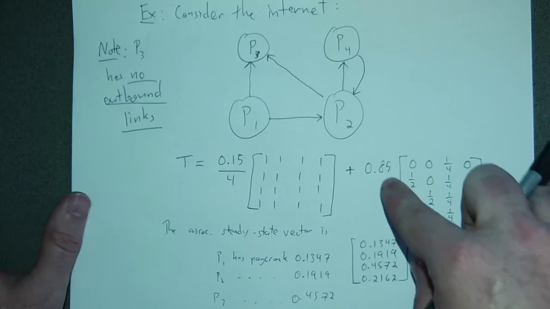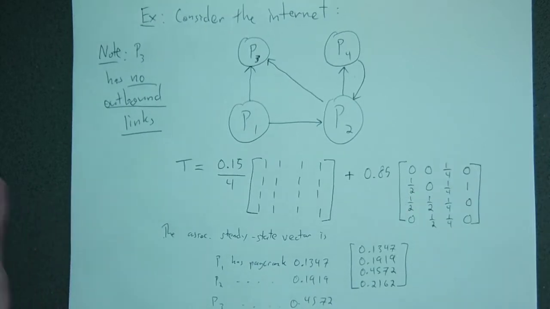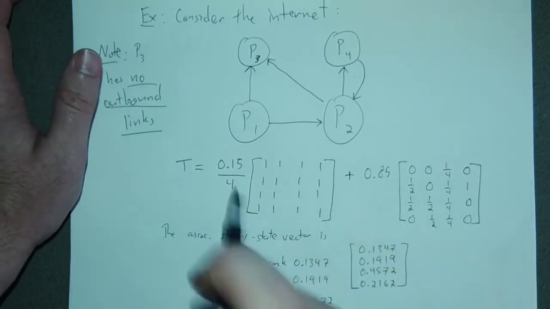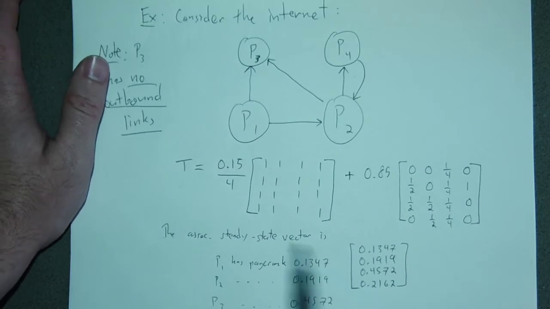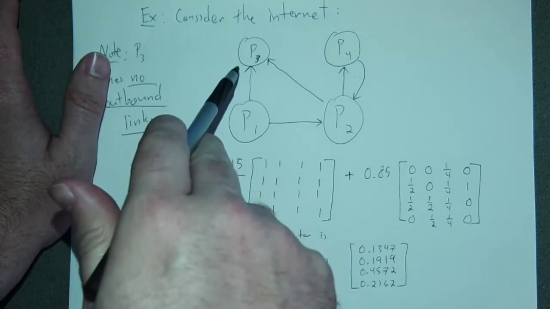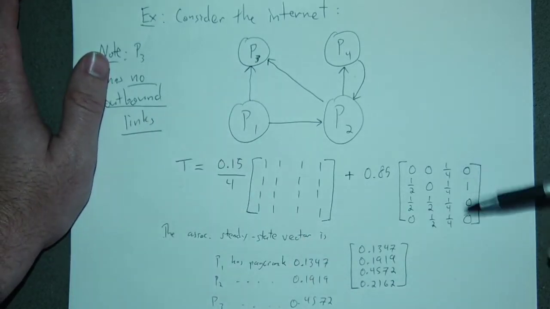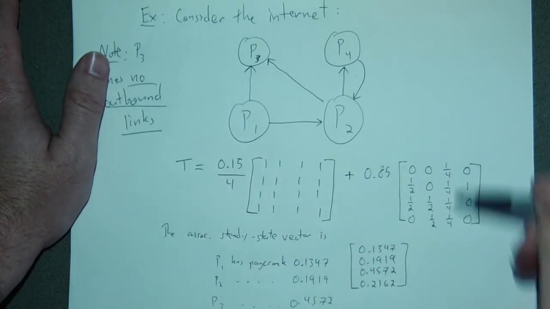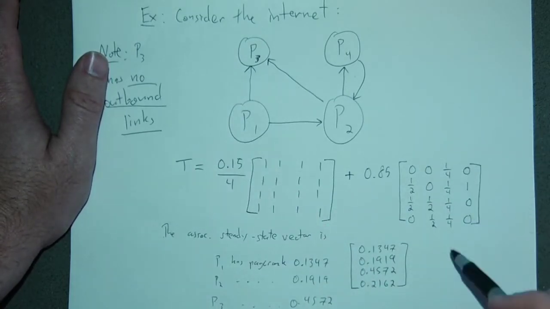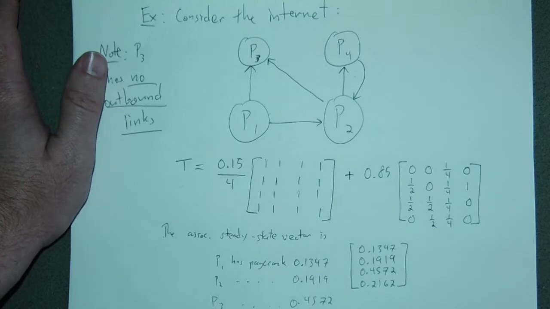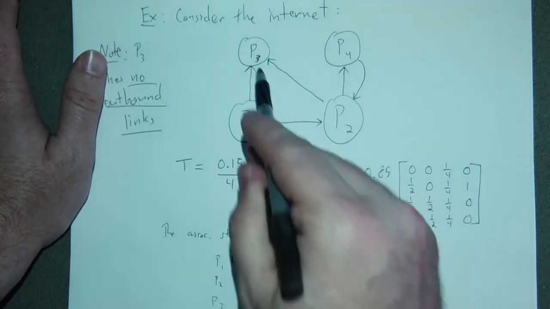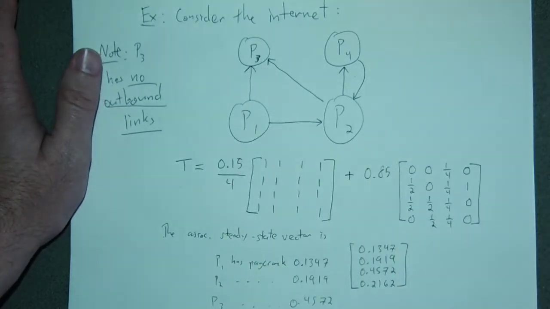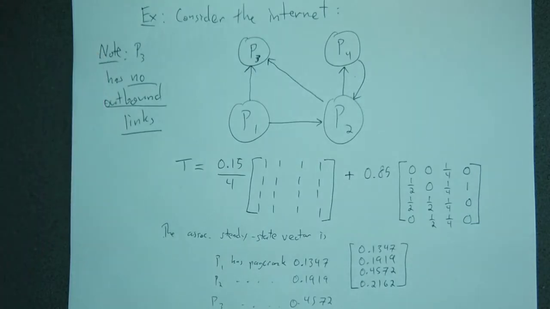Now, for the 85% of the time case, what happens when you have a web page with no outbound links? Since the choice is always random on this page, the column associated with that page, which is the third column here, is always just 1/4, right? Because 1/4 of the time, this page links to any given page, even to itself. Okay, so that's the deal with the 1/4 in the third column.